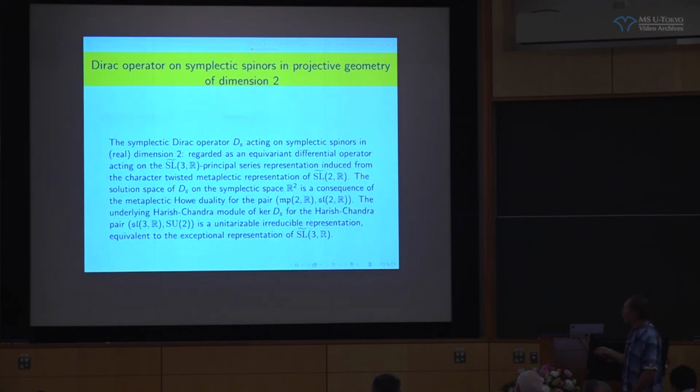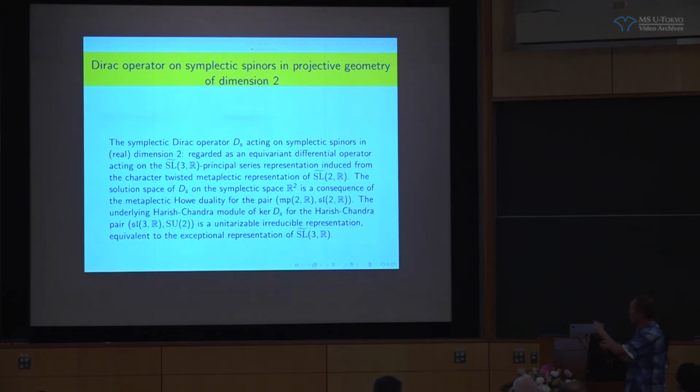So this representation was studied in the past by Torasso, for example, also Binegar and Zierau. I mean, they realized the symplectic Dirac operator. He brought the realization by Stein-Weiss gradient in projective geometry of real dimension 2.